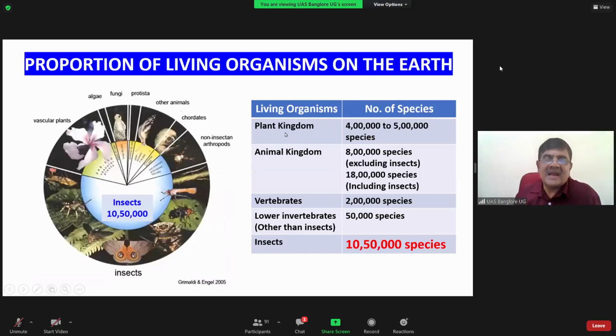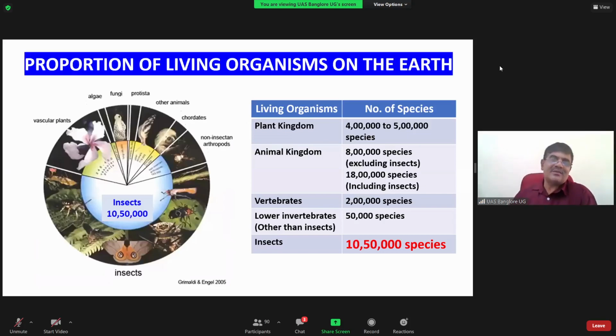If you take the plant kingdom, 4 lakh to 5 lakh species of plants have been described so far. In the animal kingdom, if we exclude insects, there will be 8 lakh animal species. If we include insects under the animal kingdom, then it will be 18 lakh species. So excluding insects, it is 8 lakh species; inclusive of insects, it is 18 lakh species described so far.